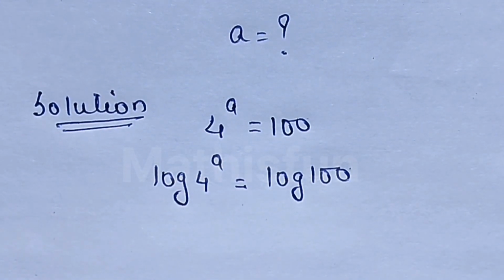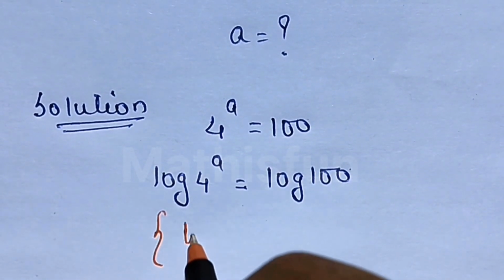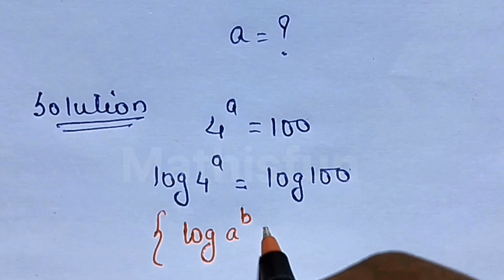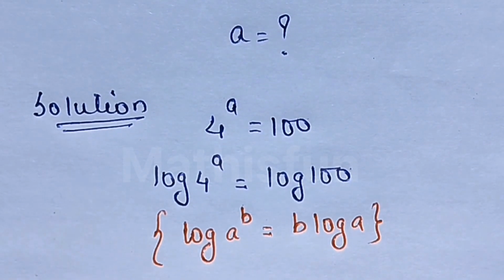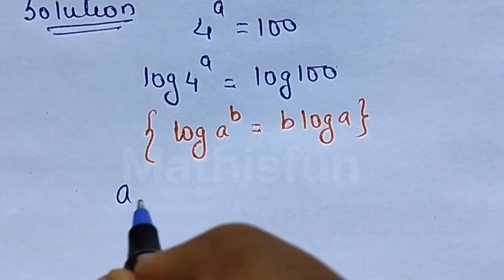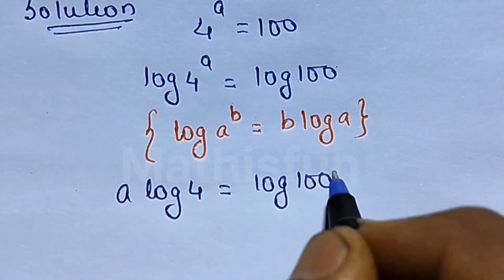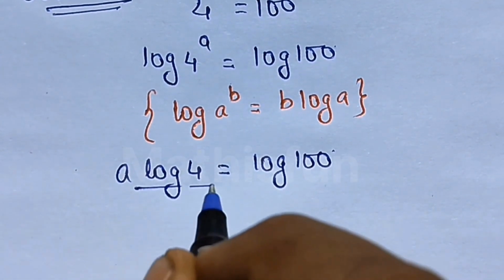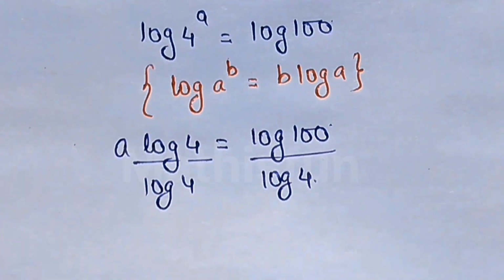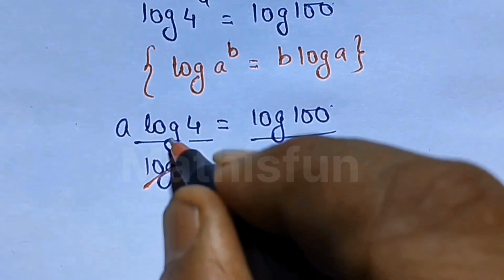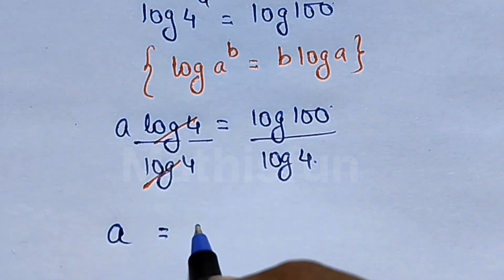Now I will apply this formula, that is log a to the power b, that is b log a. So this becomes a log 4 equals to log 100. Divide by log 4 on both sides. In this case log 4 got cancelled. We are left with a equals to log 100 upon log 4.